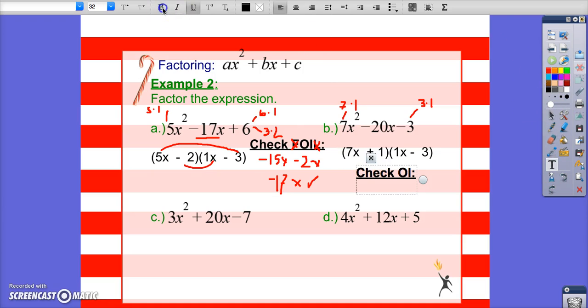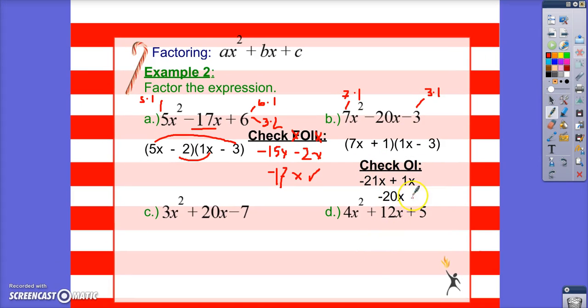So if I do the outer, 7x times negative 3 is negative 21x. Inner, 1 times 1x is positive 1x. Negative 21x plus 1x is negative 20x. We are, in fact, getting the middle term here. So that's my answer. So pause the video, try the next two.